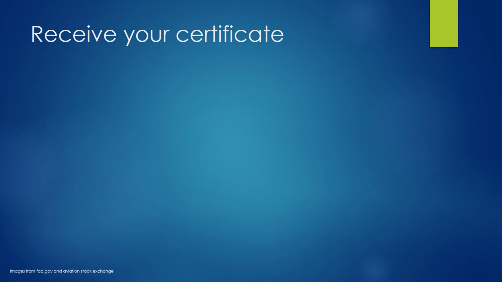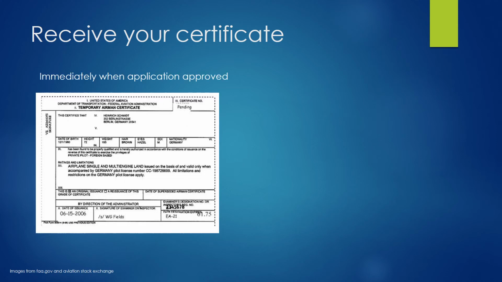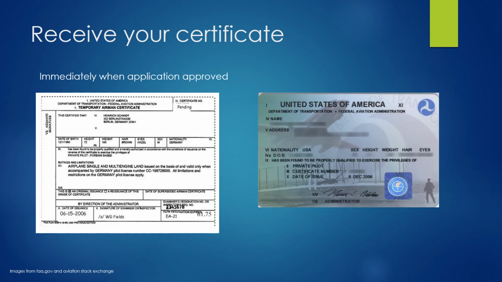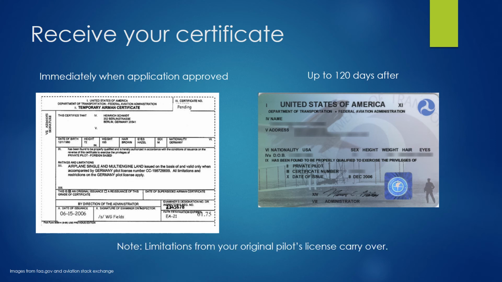You will first receive a temporary Airman certificate on the spot that is valid for 120 days, or until you receive your Airman certificate card, which may take up to 120 days. The certificate card will be mailed to the address given during the application. Note: limitations from your original pilot's license carry over, and the FAA certificate is only valid in possession of your foreign license.